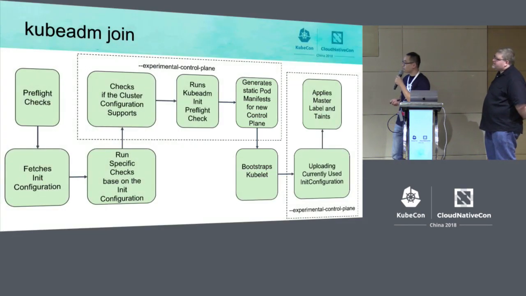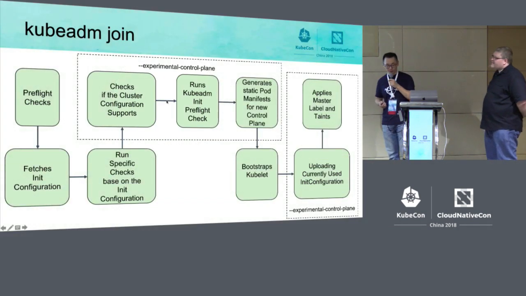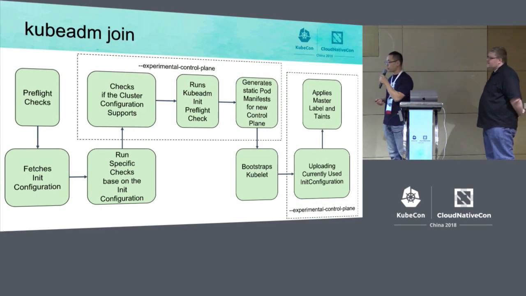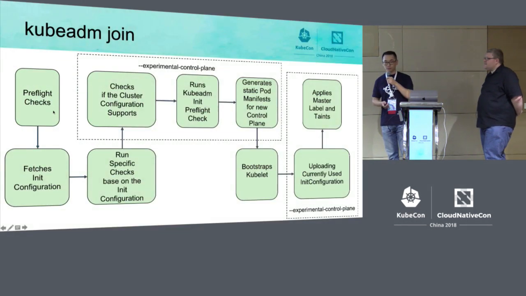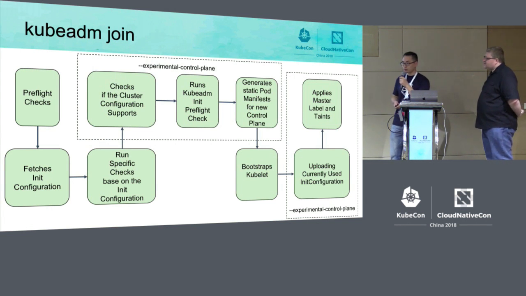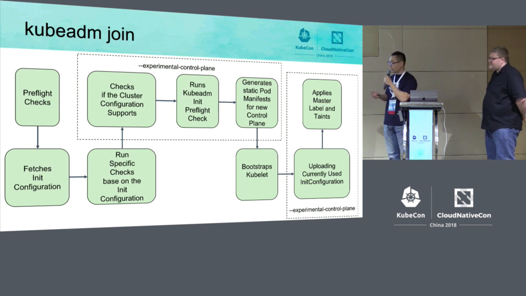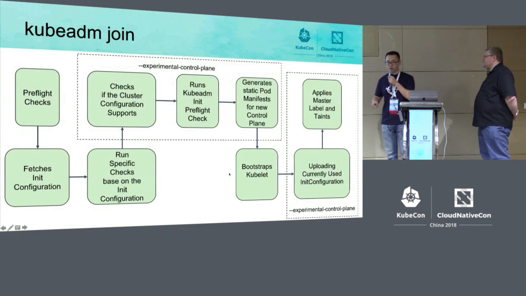Actually, we added a new feature in 1.12, the experimental control plane, which I'll cover later. For normally joining a node to a cluster, there are 4 steps here. The first step is still pre-flight checks. We'll run a series of pre-flight checks on the node, and then it will try to fetch the init configuration from the API server to make sure the node can be connected, and then we'll run some pre-flight specific checks based on the configuration we fetched. The next step is to directly bootstrap the kubelet. So the steps are quite clear and very short.